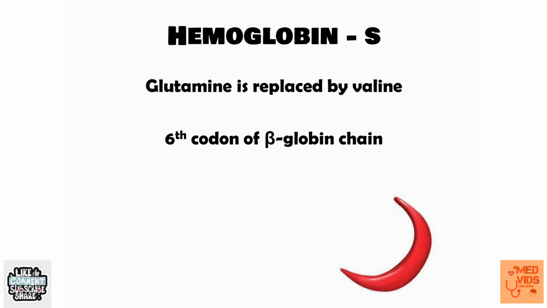So we have hemoglobin, right? Heme plus globin. Globin has 2 alpha chains and 2 beta chains. In the beta globin chain, we have so many amino acids. In the 6th amino acid, which has to be glutamine, by a point mutation, the glutamine is abnormally replaced by valine, leading to production of defective hemoglobin called hemoglobin S.